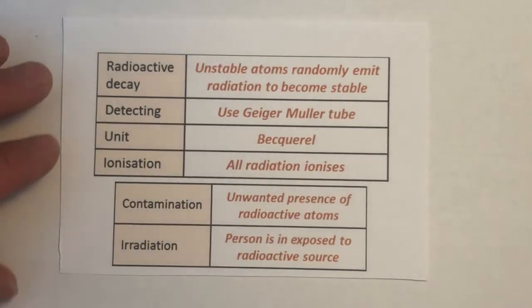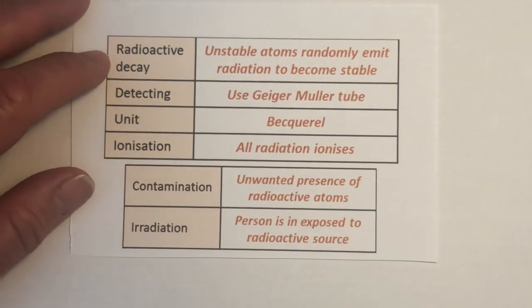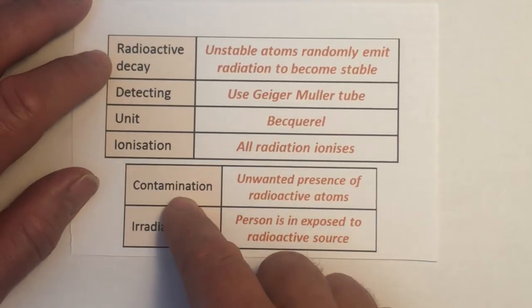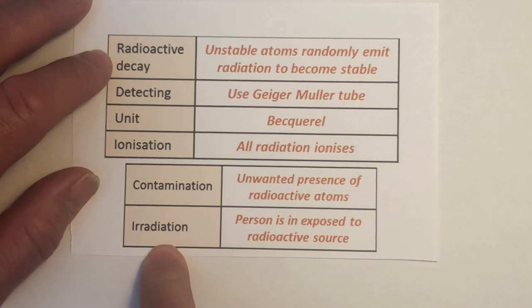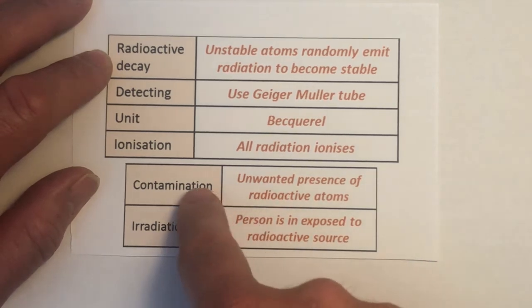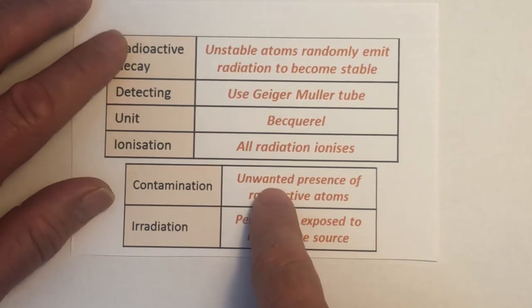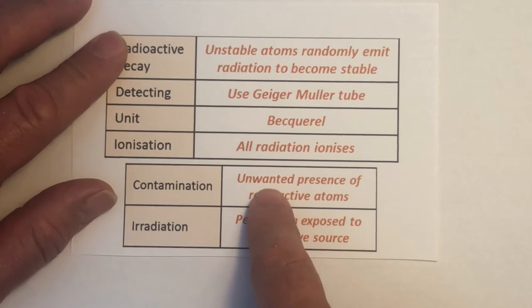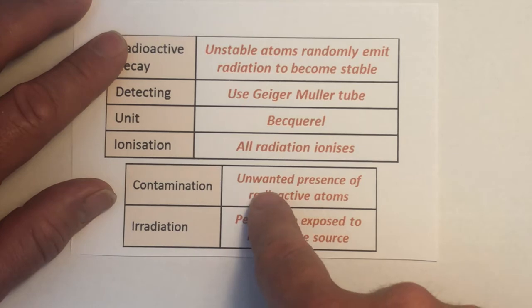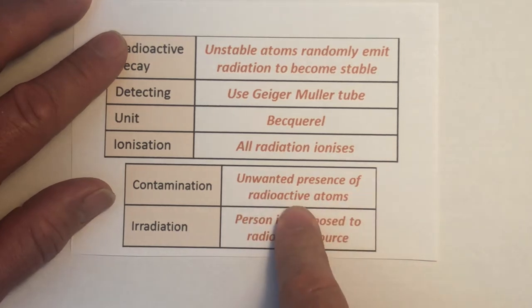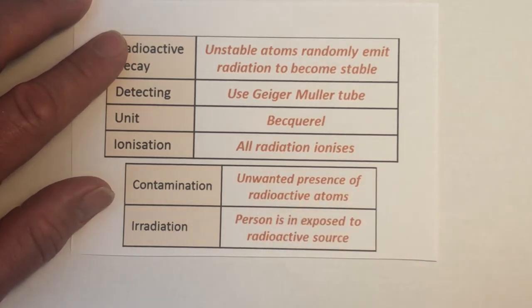What issues can it cause? The two words that you need to know are contamination and irradiation. Contamination is basically when the actual substance gets inside the body. It gets contaminated. So it's an unwanted presence of radioactive atoms. Right, so if I had a cup with a radioactive substance in it, and I drank it and it goes inside me, then I would be contaminated.